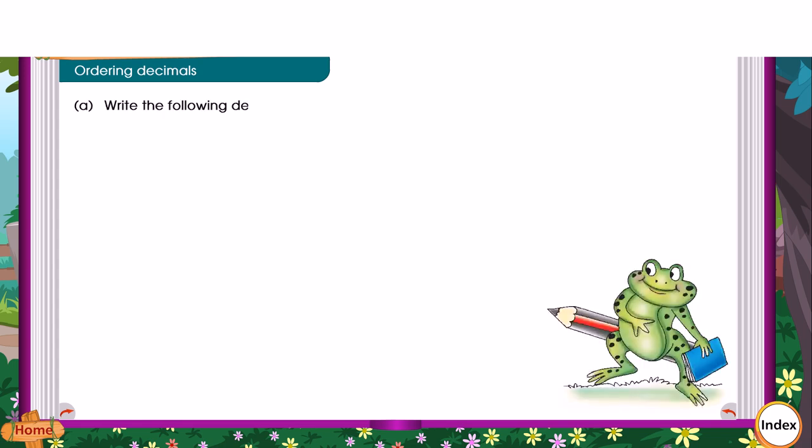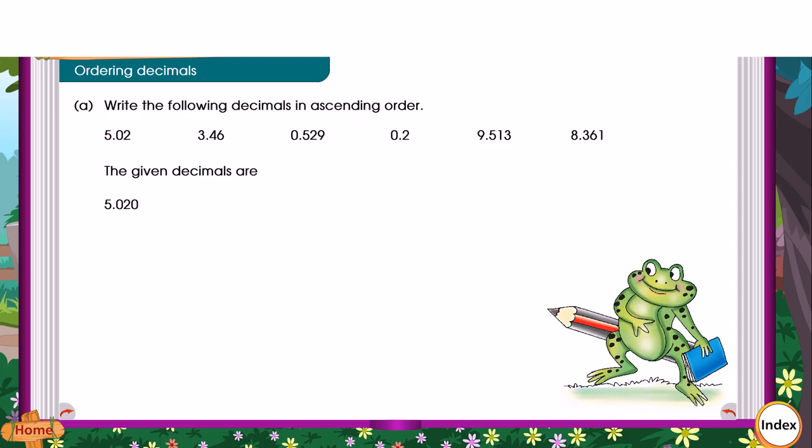Ordering decimals. A. Write the following decimals in ascending order: 5.02, 3.46, 0.529, 0.2, 9.513, 8.361. The given decimals as like decimals are 5.020, 3.460, 0.529, 0.200, 9.513, 8.361.